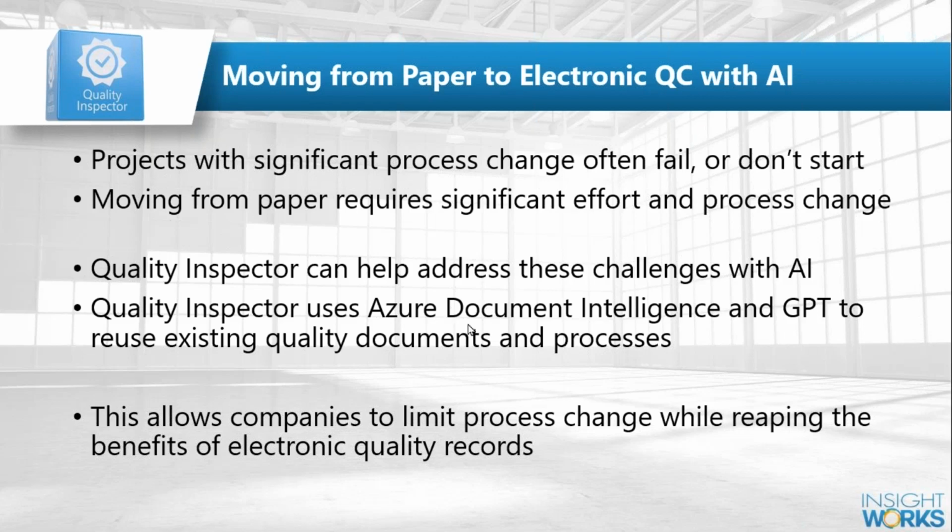So we use the Azure Document Intelligence to grab your existing paper-based quality documents, suck those in, automatically generate the electronic data entry forms within Business Central, and then also take the filled in paper copies where people have written in what they've done, import those in, and record those values directly in Business Central. So again, now you can, for the most part, continue to use your paper-based processes with a couple extra steps to get those into Business Central, but now you've got that electronic record keeping.